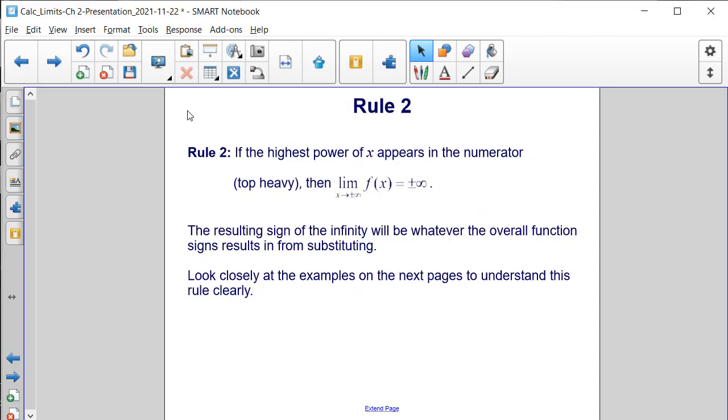Rule 2, when finding infinite limits of rational functions: if the highest power of x appears in the numerator or is top-heavy, as we call it, then the limit of f of x as x approaches positive or negative infinity will be equal to positive or negative infinity. The resulting sign of the infinity will be whatever the overall function sign results in from substituting. We're going to look closely at examples on the next pages or slides to understand this rule a little bit more clearly.